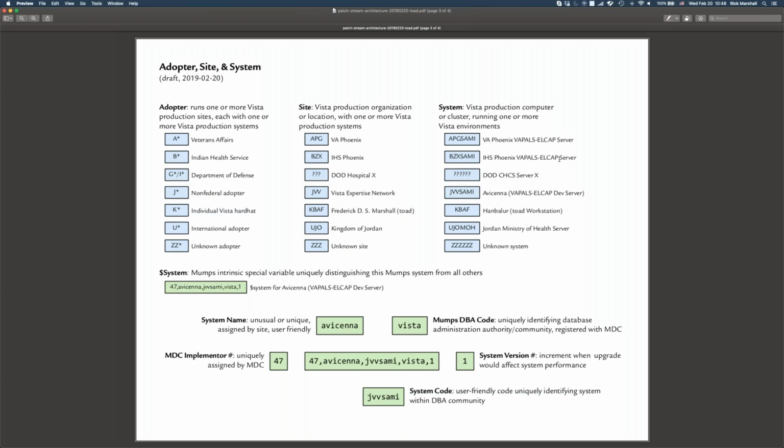And the point of $system is that it will be equal to a value that is absolutely unique in the entire universe of Mumps systems. No other Mumps system will have that same value. Effectively, it's a system ID.